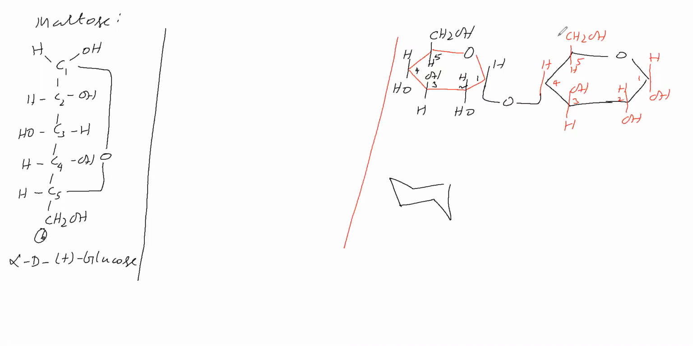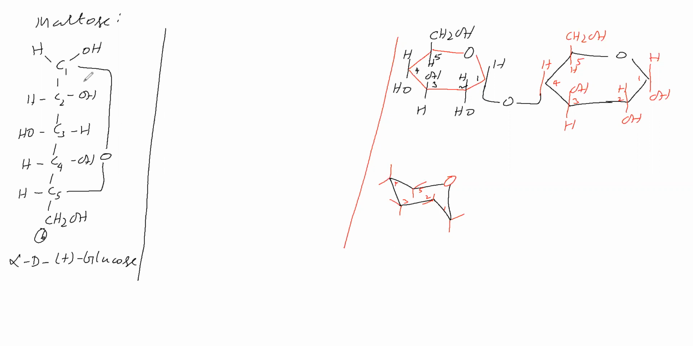Now we will write the numbering: this is C1 carbon, C2 carbon, C3 carbon, C4 carbon, C5 carbon. Between C1 and C5, there is an oxygen linkage. At C1 carbon, axial is down, here axial is up, here axial is down, here up, here down. So here equatorial is up, equatorial down, equatorial up, equatorial down, equatorial up, like this we have given.